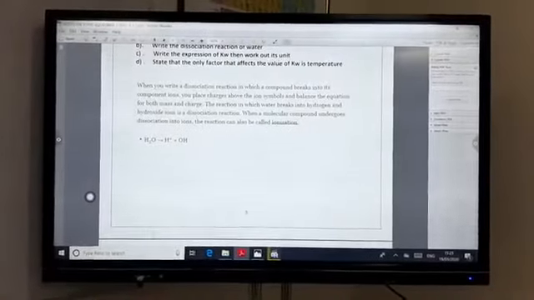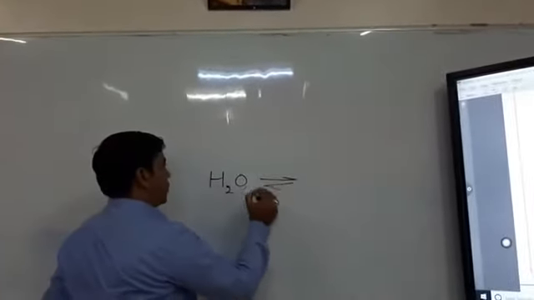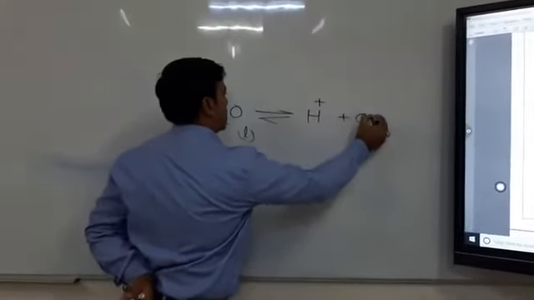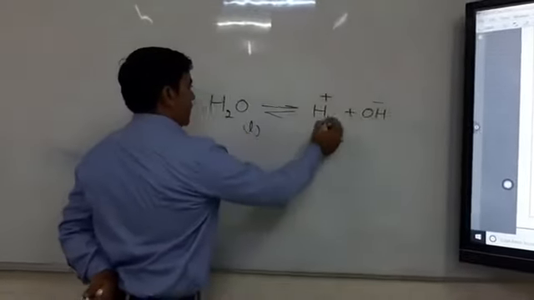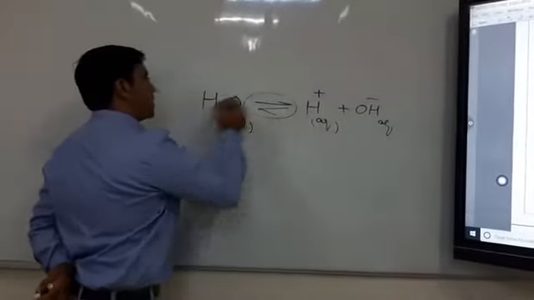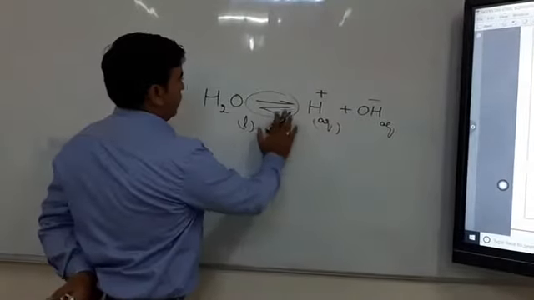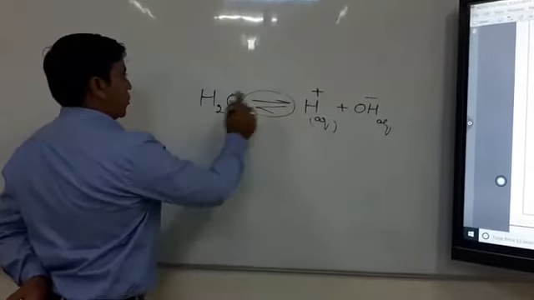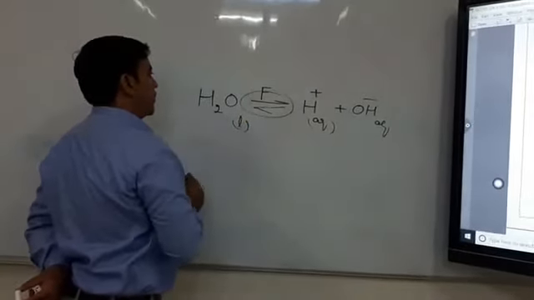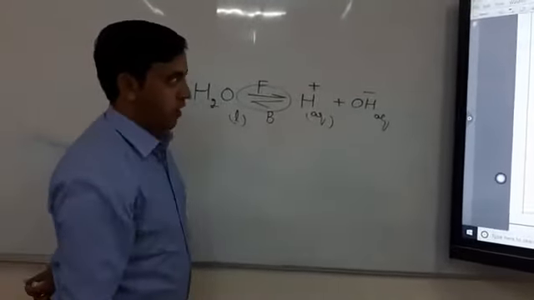Look at the board to see how to break the water molecule. H2O is present in liquid form, and when it breaks down, it will dissociate into hydrogen ion plus hydroxide ion. Both are in aqueous solution, and this reversible arrow represents that this reaction is going forward as well as backward. So this half arrow represents the forward reaction, we can write F for that, and this is the backward, or you can call it reverse reaction.